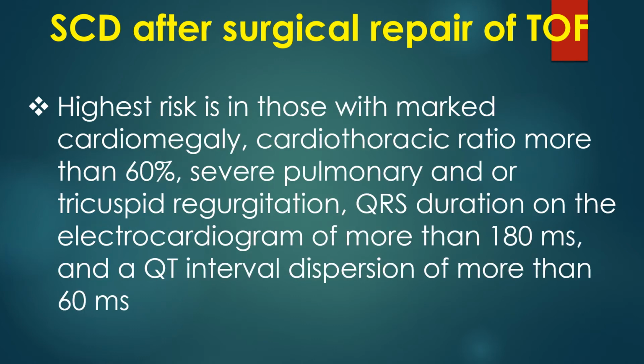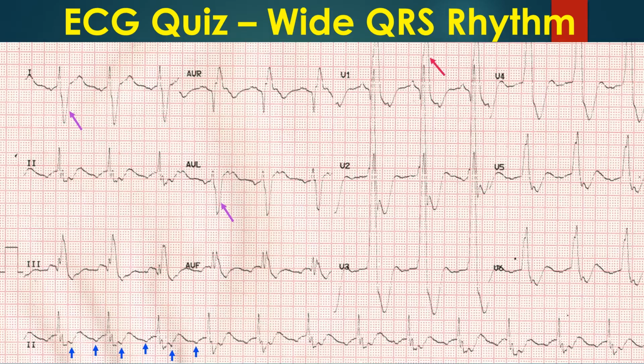Highest risk is in those with marked cardiomegaly, cardiothoracic ratio more than 60%, severe pulmonary and/or tricuspid regurgitation, QRS duration on electrocardiogram of more than 180 milliseconds, and a QT interval dispersion of more than 60 milliseconds. In the ECG illustrated here, the QRS duration is 200 milliseconds and comes in the high risk category.